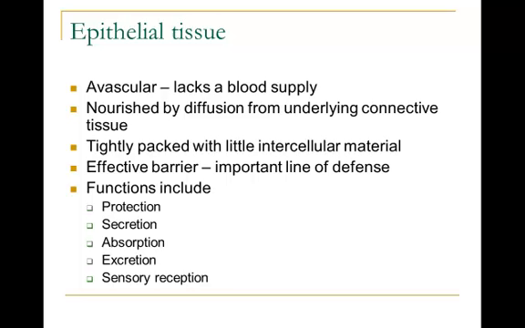Okay, so again, to go over avascular, A means without, okay, no blood supply. It is nourished from diffusion because of the connective tissue below, and the cells fit very close together like floor tiles, and they don't have a lot of intercellular material between them. So it makes a very effective barrier, which gives us an important line of defense. The functions include protection, secretion, absorption, excretion, and of course, because of the skin, sensory reception.